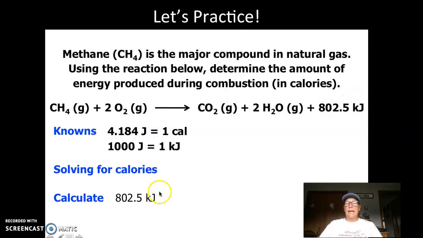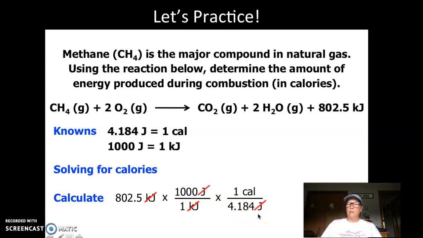Okay, so if I want to solve for calories, if I wanted to change this into calories, I start with what I know. I got to change kilojoules into joules. So again, kilojoules on the bottom, joules on top. And then I also know that 1 calorie is 4.184 joules. So I'm just going to take this times 1,000 and divide by 4.184. And that will give me my answer.